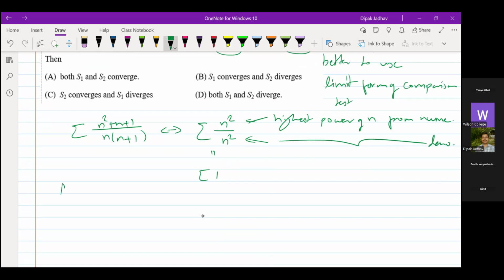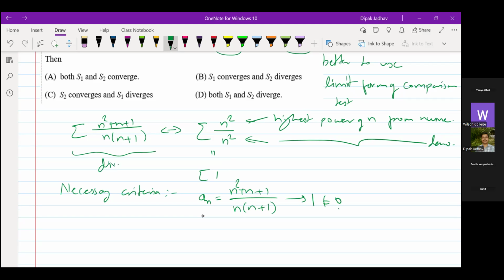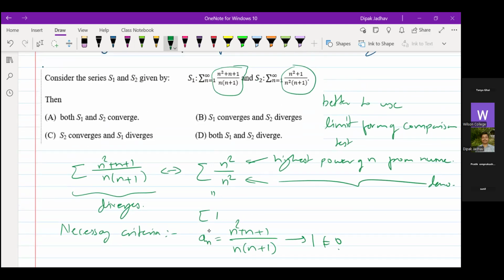Or probably you can try applying the necessary criteria. What does it say? Where does an go? To 1, which is non-zero. So this diverges. Because we have already seen a result. It says that if your series is convergent, then the nth term should go to 0.